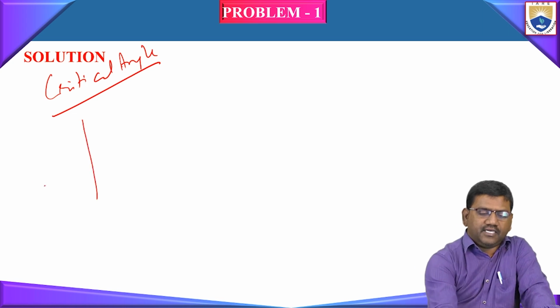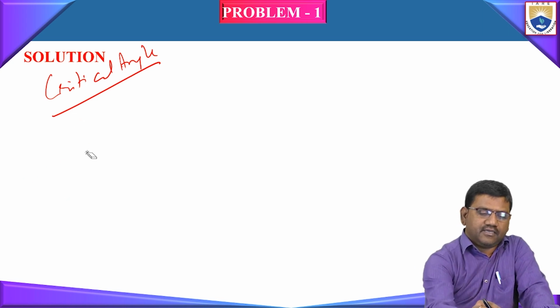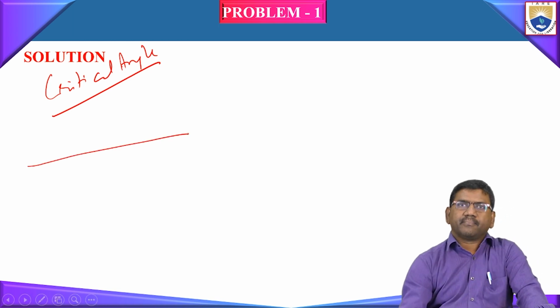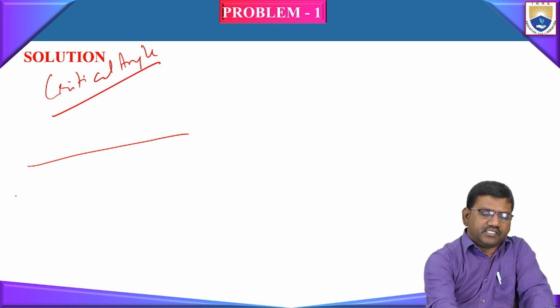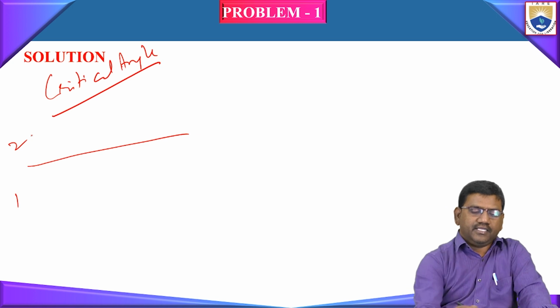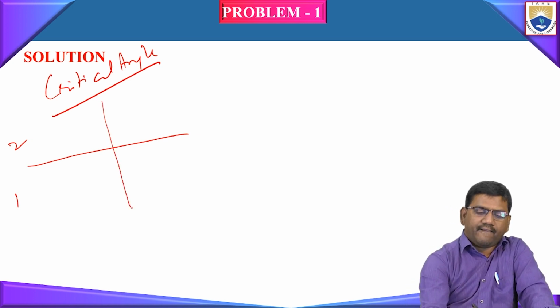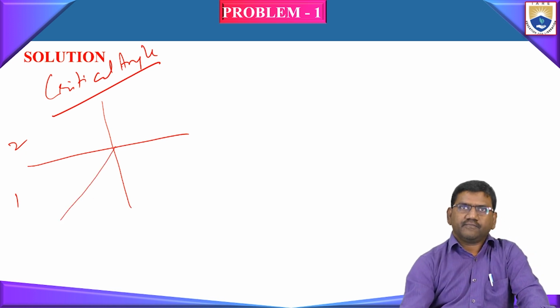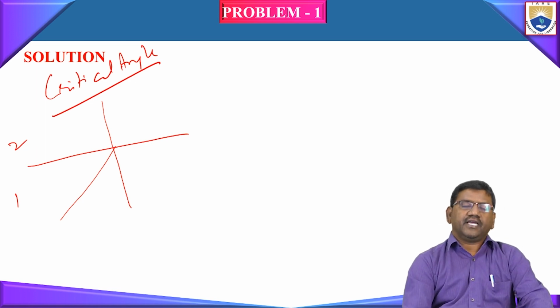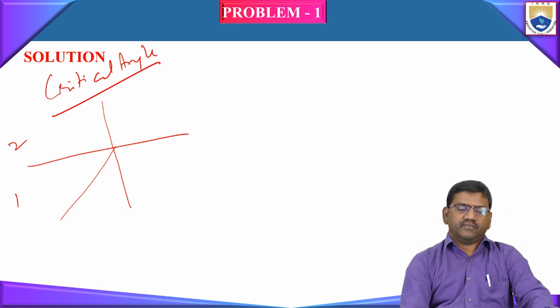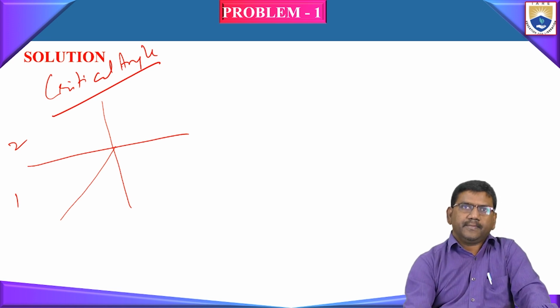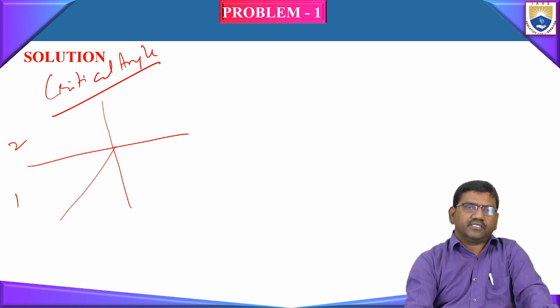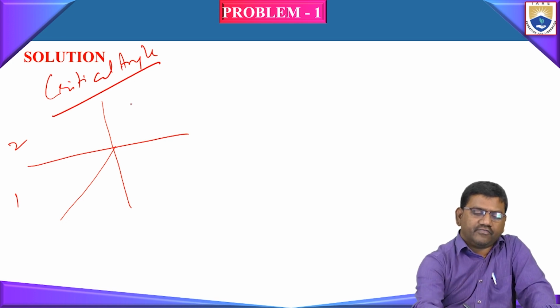Let us assume there is a boundary here, and the refractive indices are different from one medium to the other. This is medium 1 and this is medium 2. Let us assume a normal is drawn here, and an electromagnetic ray is traveling towards the boundary. When a ray is transmitted from one medium to another, some refraction happens here.